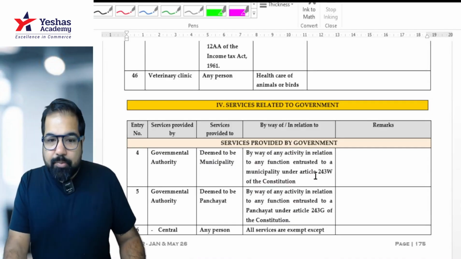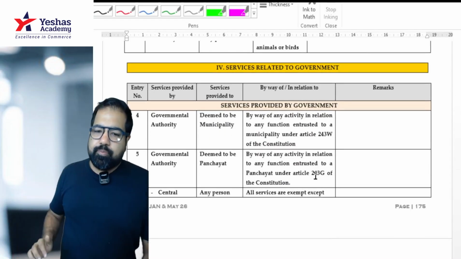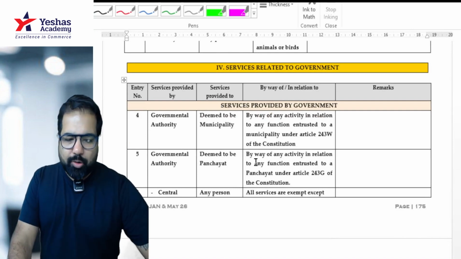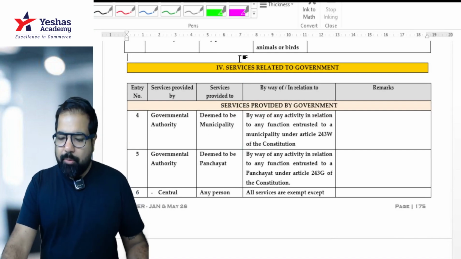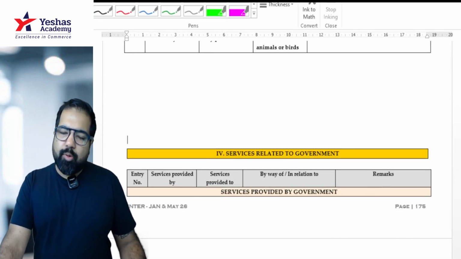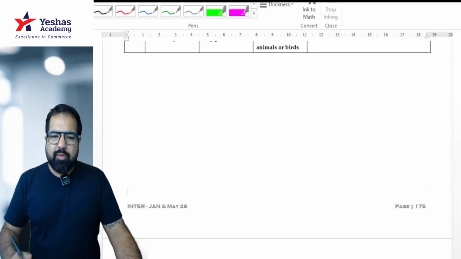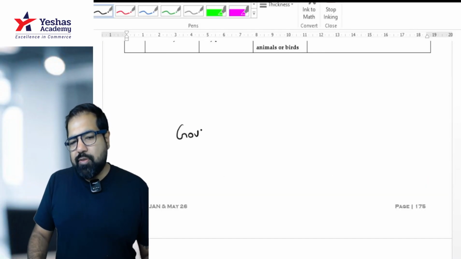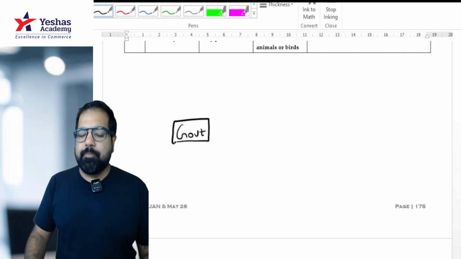Next is services related to the government, okay. This is something that we will talk about in a little more detail before we move ahead. So I'm going to talk about services related to the government in a little more detail. And services first provided by the government, and then we will talk about services provided to the government. Guys, this is the government, and let's see which are the services provided by the government which are exempt.